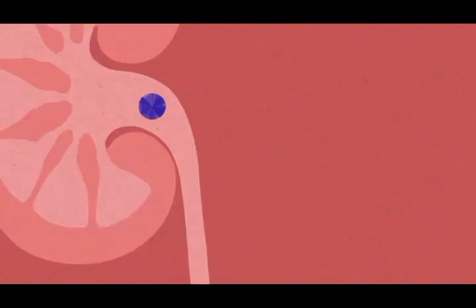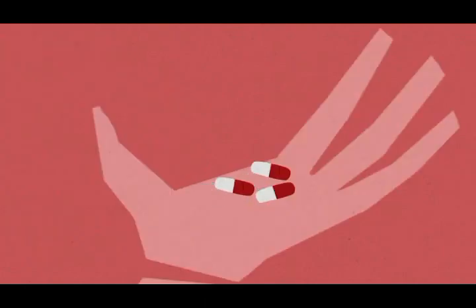some painkillers. If the stone is slightly larger, medications like alpha blockers can help by relaxing the muscles in the ureter and making it easier for the stone to get through. Another medication called potassium citrate can help dissolve the stones by creating a less acidic urine.